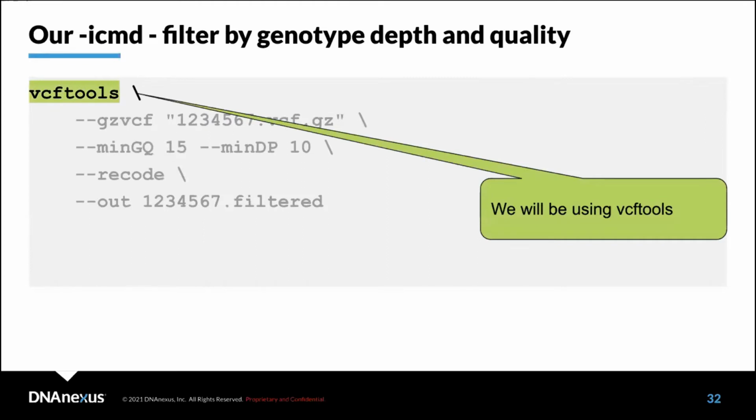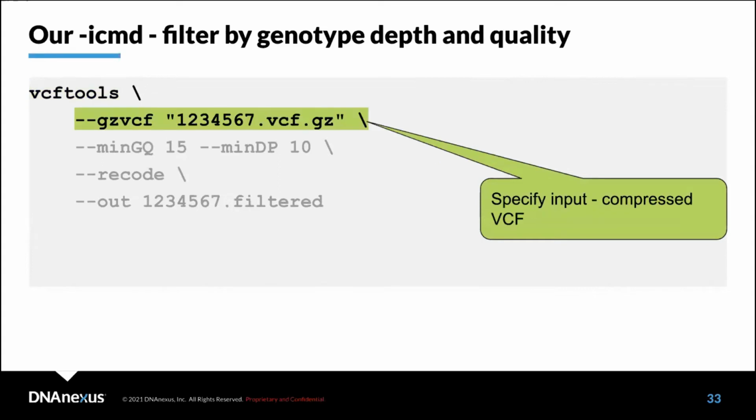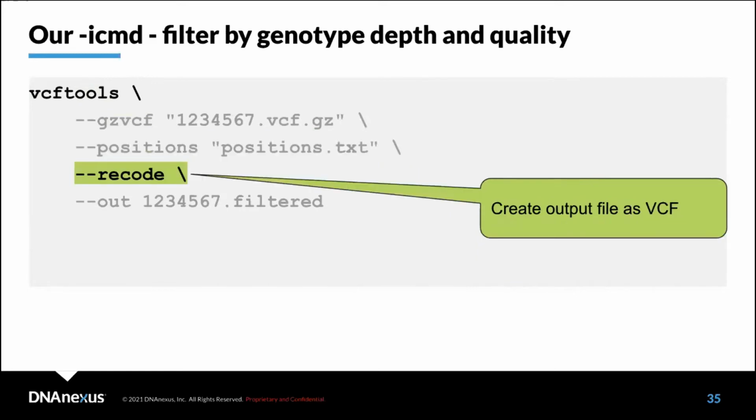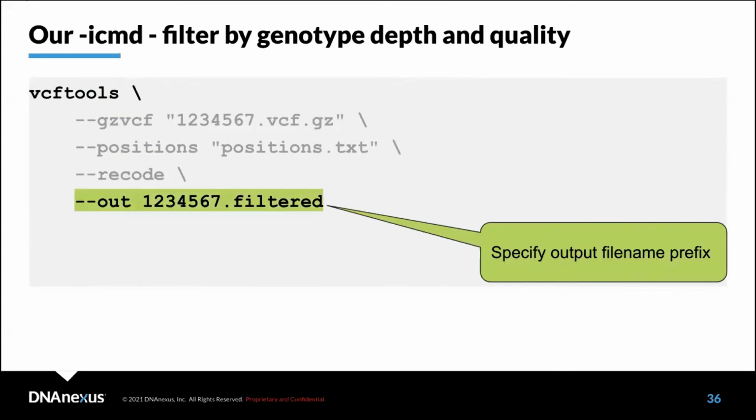So we'll be using VCF tools for that, the tools that are already installed on Swiss Army Knife. We'll be using the compressed gzipped VCF that we specified here. Also, we'll be filtering by genotype quality and genotype depth at specific values. We will be creating the output file as an uncompressed VCF, and here is the prefix of the file name that we will be creating. Okay, so this was our command that we will actually be running.